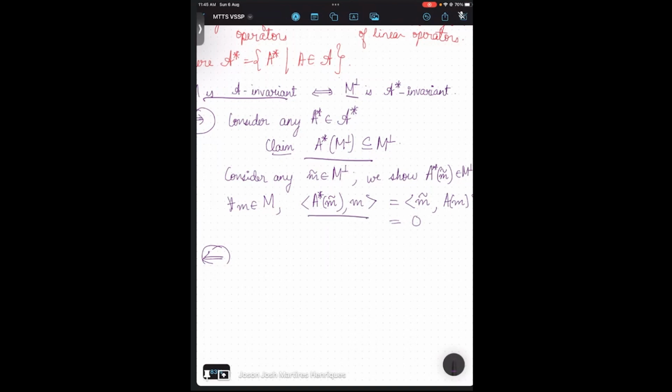We know that this adjoint behaves well with this operation. That is, you can send it on the other side. And M was A invariant. So in particular, this is again going to land inside M. And M tilde was in M perp. So that gives us that the inner product is 0.